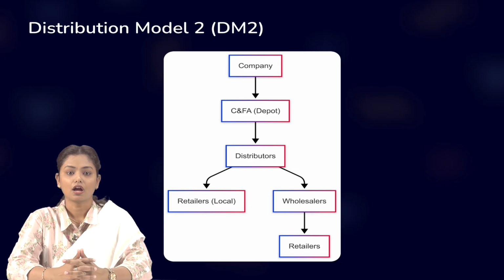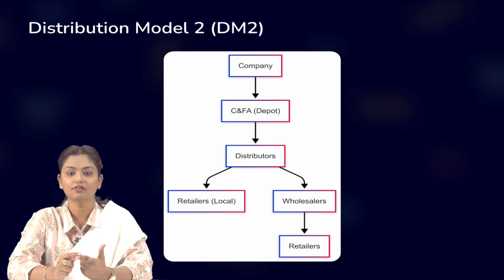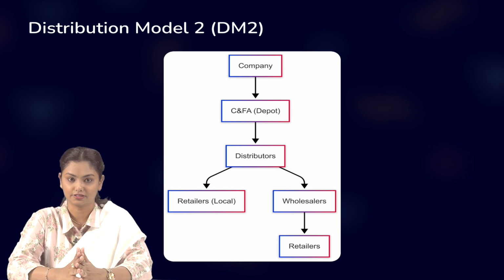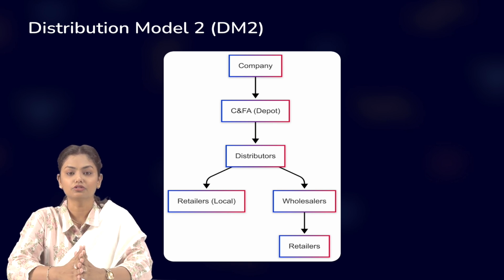Now, let us examine distribution model 2. In contrast to DM1, DM2 is a more standard distribution model. The defining characteristic here is that the rural market is served by the same channel infrastructure that serves urban markets. There isn't any separate dedicated rural distribution setup.